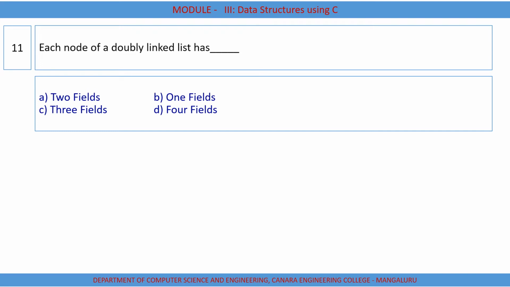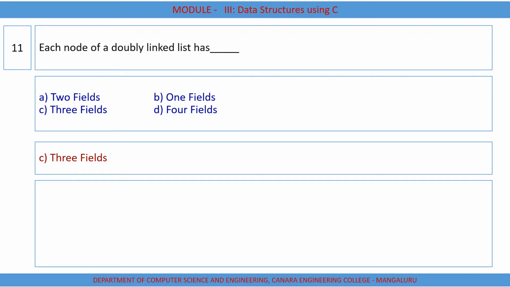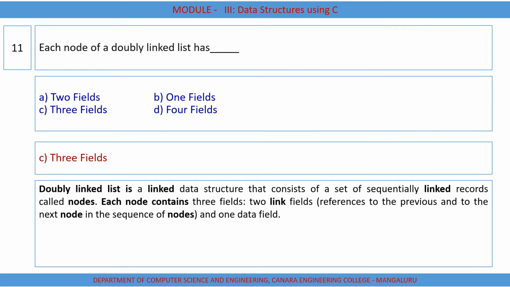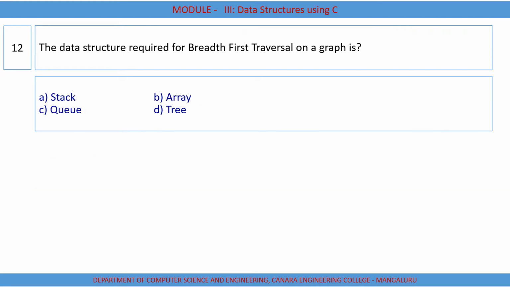Each node of the doubly linked list has how many fields? As the name itself indicates, in case of a doubly linked list, there will be double links. That is, there will be two links, a left link field and a right link field, and one field is reserved to insert an element into the list. Therefore, there will be three fields in a doubly linked list. Why three fields? Two fields hold the links. The left link field holds the address of the previous node and the right link field holds the address of the next node, and the data field holds the actual data to be stored.